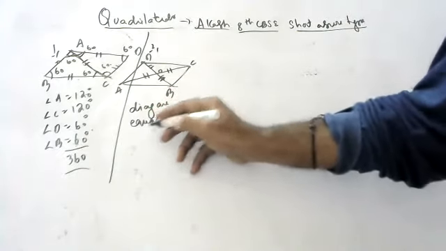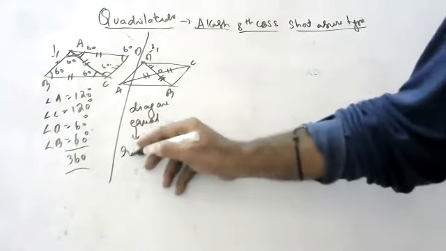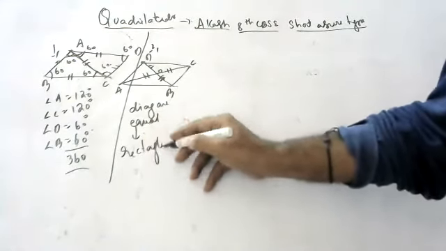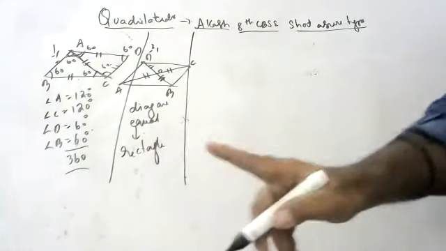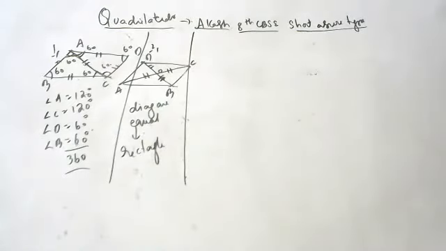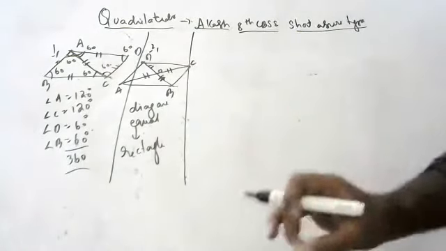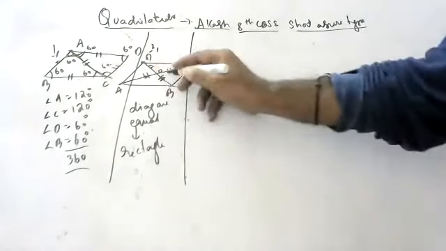Rectangle? Yes, diagonals are equal means it is a rectangle. A parallelogram with diagonals equal means it is a rectangle. See, this is equal, this is equal. He said these both are also equal, meaning the diagonals are equal. If the diagonals of a parallelogram are equal, it is a rectangle.